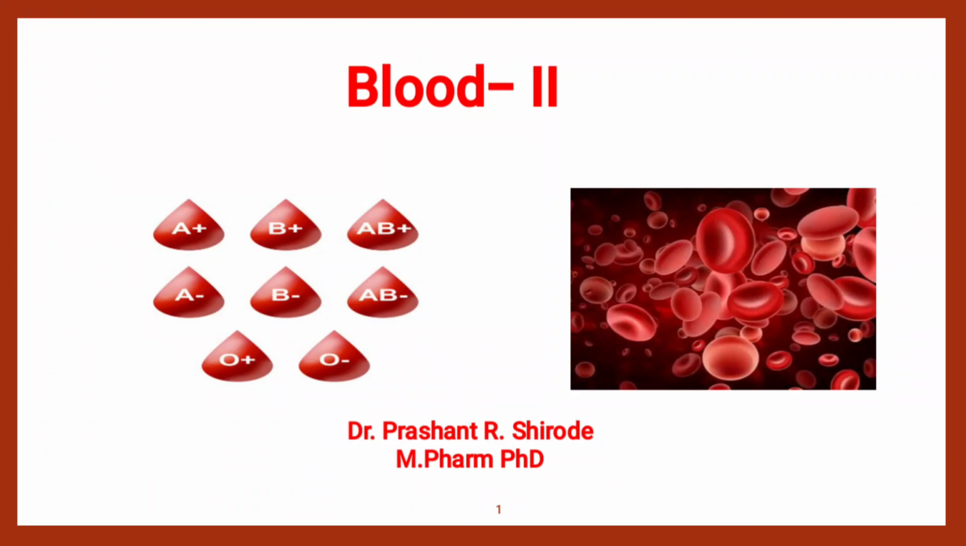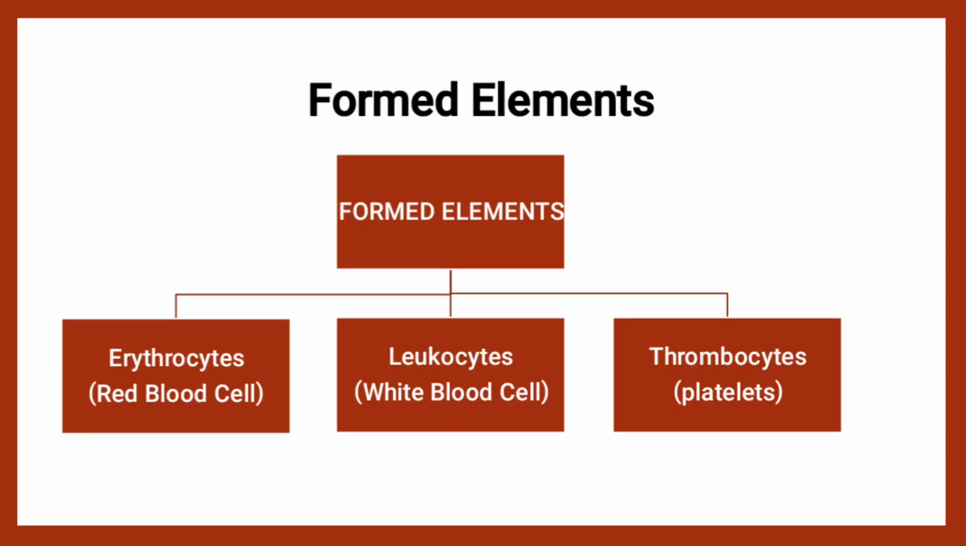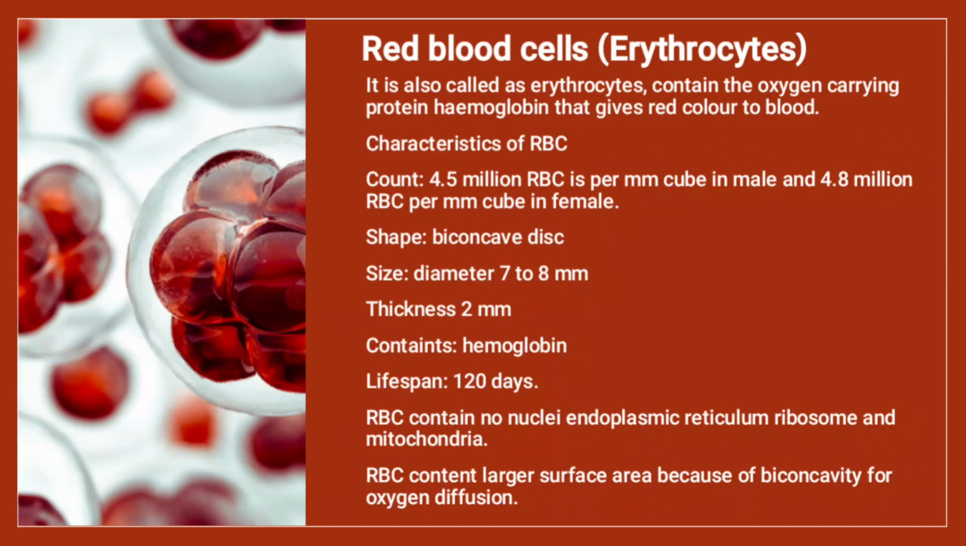Hello friends, this is the second part of the chapter blood. So blood has formed elements. Formed elements constitute erythrocytes, leukocytes, thrombocytes. Erythrocytes are also called red blood cells. Leukocytes are also called white blood cells. Thrombocytes are also called platelets.